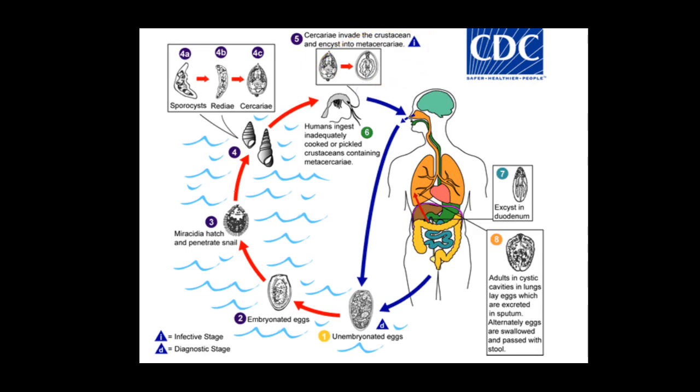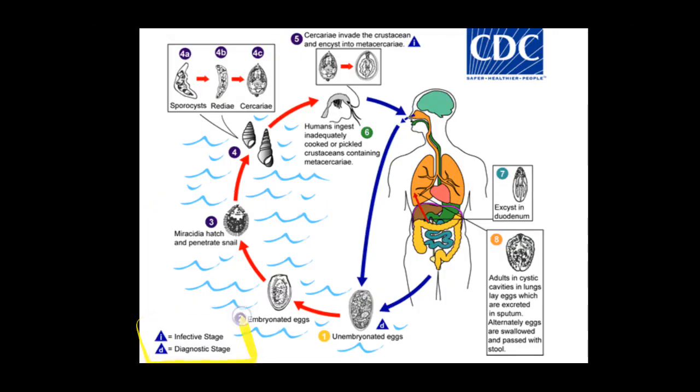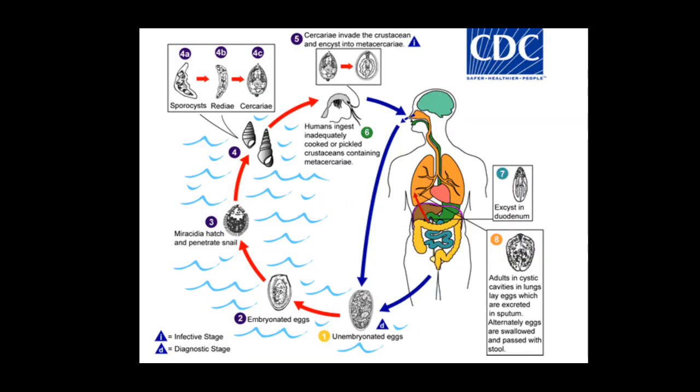Right? You can see I here, I meaning infective form. See the legend here, I is for infective stage. So this is the infective stage for man, that is the metacercariae. So man gets infection here in the 6th stage by eating inadequately cooked or pickled crustaceans containing the metacercariae here. After that, the 7th stage is here.